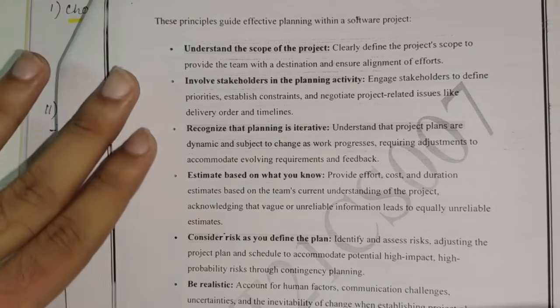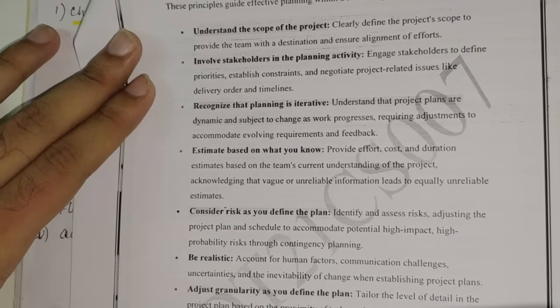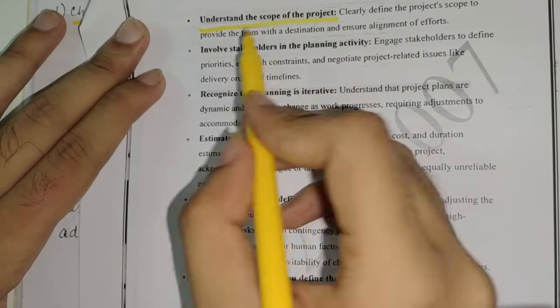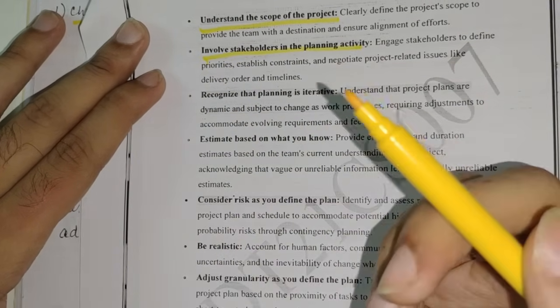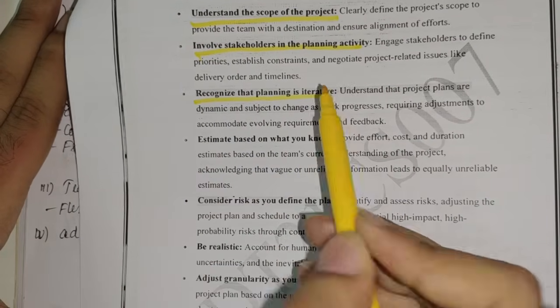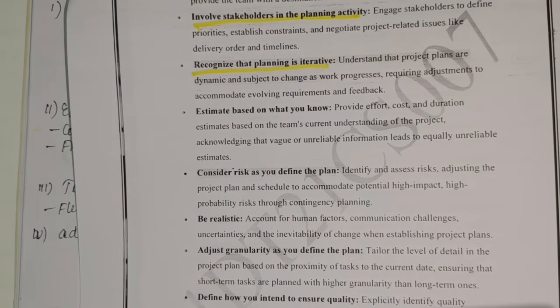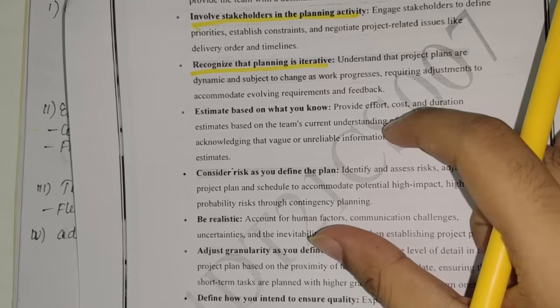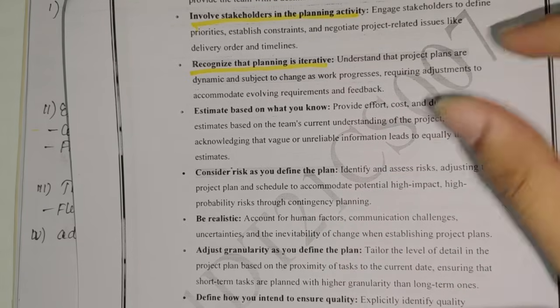Next, moving on to planning principles. How will you plan in a software project? So for planning, we should understand the scope of the project. Yes, we should involve the stakeholders in the planning activity. They should be the prime members to sit and discuss with us. Then recognize the planning as iterative. So we should not plan from start to end in one go only. It has to be iterative. So this much we have planned, let us work on this much for this month. Then we'll look into further planning.